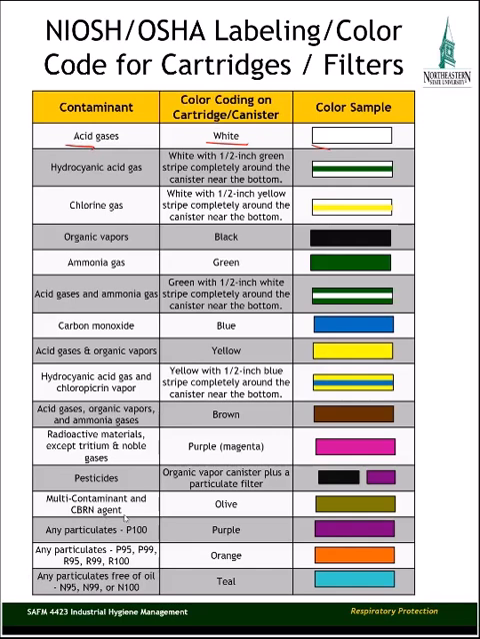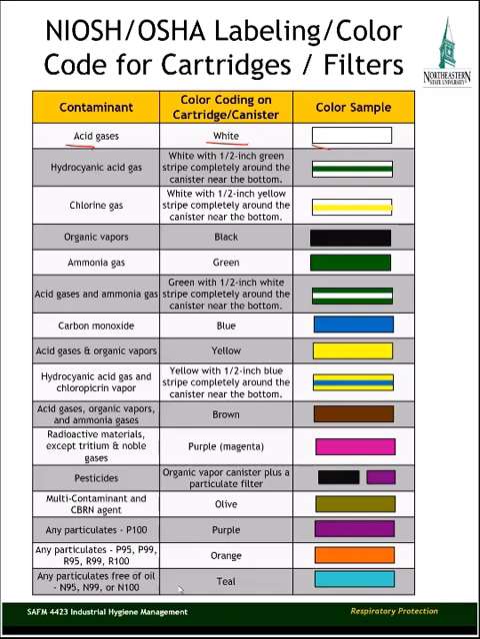And here's the CBRN cartridge that I was talking about, the multi-contaminant cartridge, which we'll talk more about. I've got some discussion of that on a subsequent slide. But the color for the CBRN cartridges is olive. Then P100 particulate filters are purple. P95, P99, R95, R99, and R100 are orange.